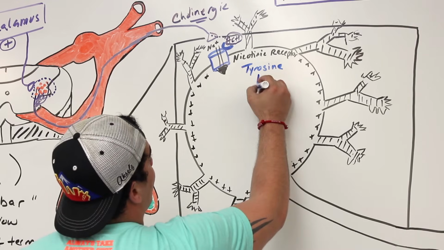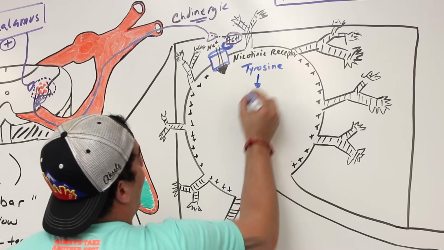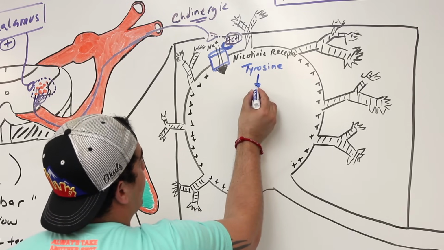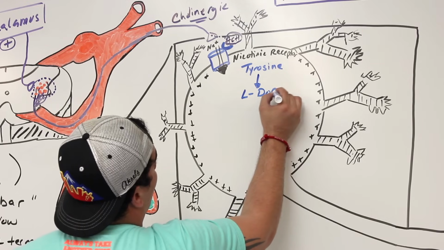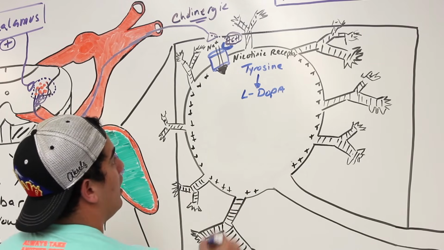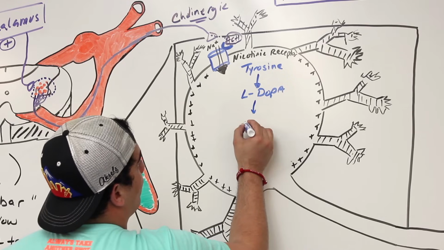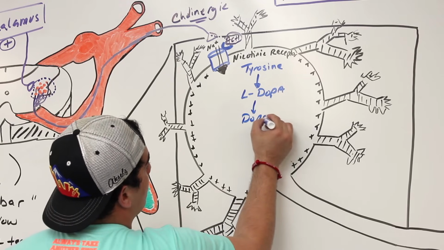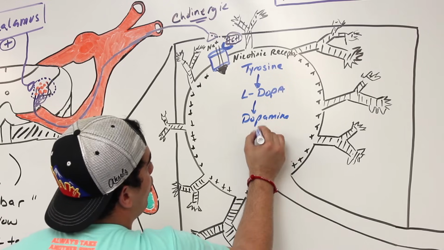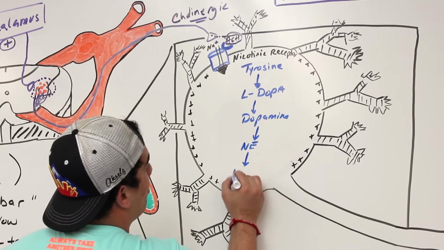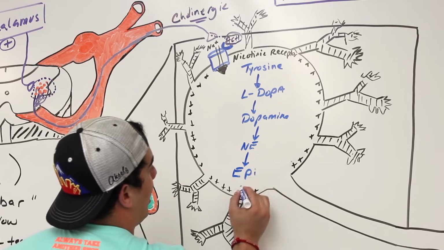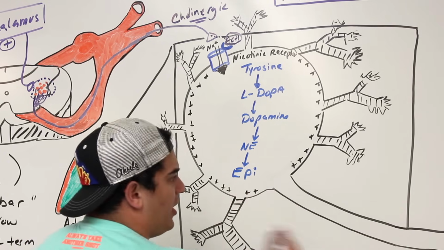But then we can take these tyrosines and we can actually cause it to be converted into L-DOPA. Okay? And then L-DOPA is converted into dopamine. And then dopamine is converted into norepinephrine. And then norepinephrine is converted into epinephrine.